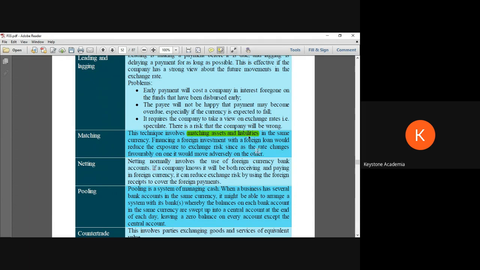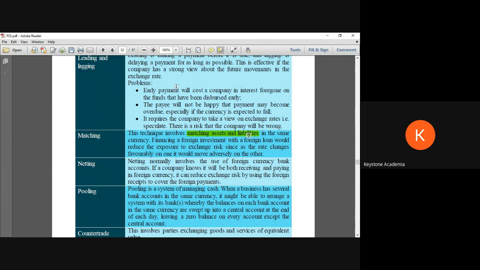Then we have netting. Netting normally involves the use of a foreign currency bank account. If a company knows it will be both receiving and paying in foreign currency, it can reduce exchange risks. For example, we are operating in 3 to 4 currencies. Rather than having hundreds or thousands of transactions, we can just do the minimum number of transactions.